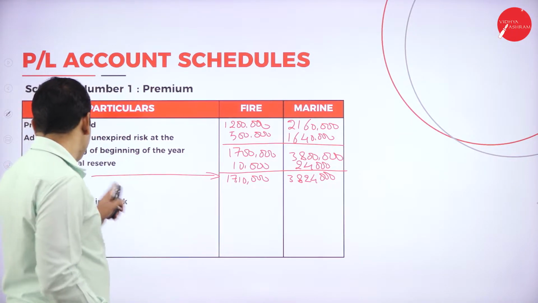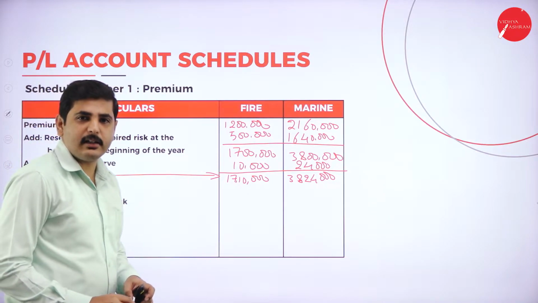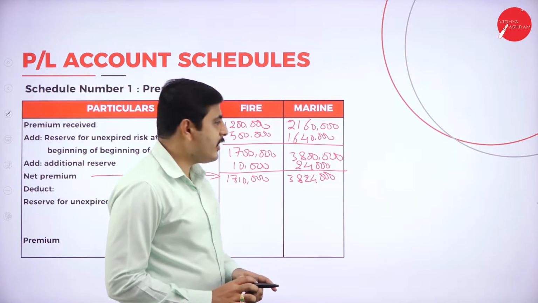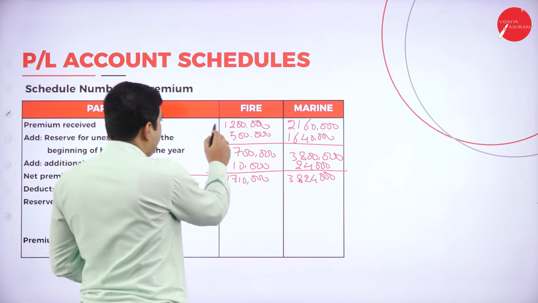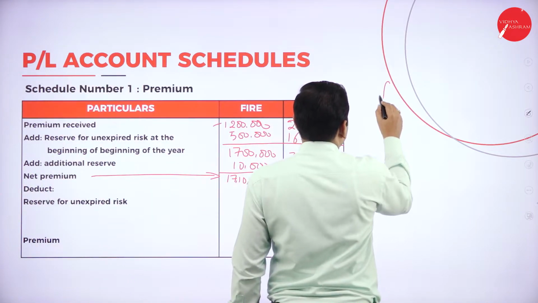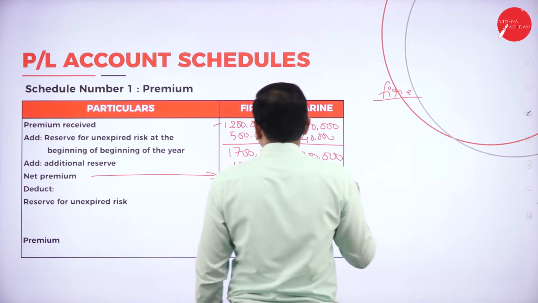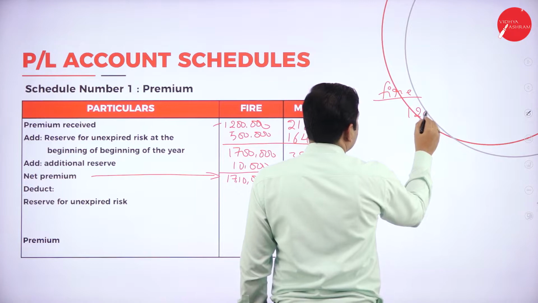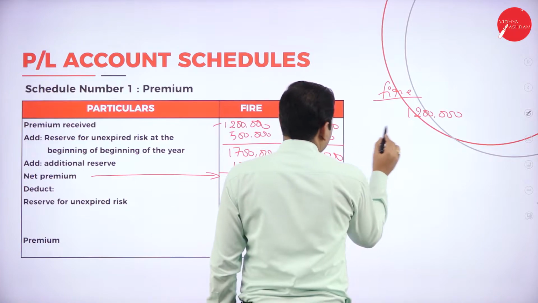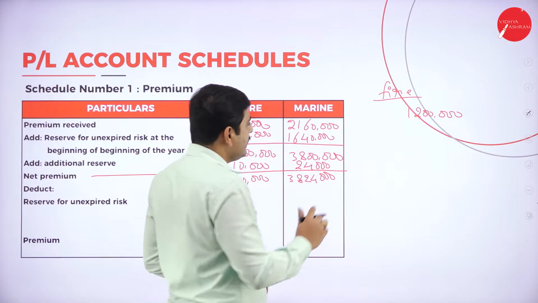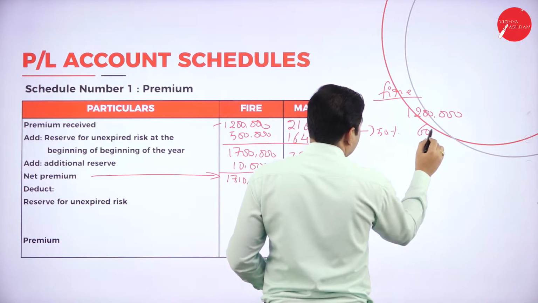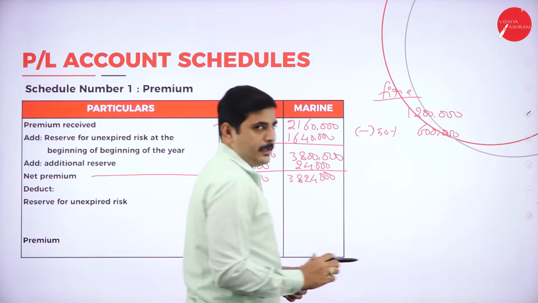Out of the net premium, deduct reserve for unexpired risk, 50% in case of fire and 100% in case of marine. What is our premium received here in case of fire? Premium received is 12 lakh. What is the reserve? 50%, minus 50%. So it is 6 lakh. 6 lakh is the premium.